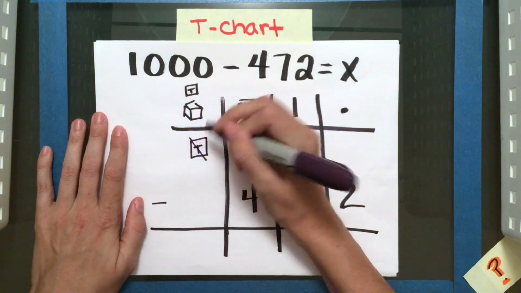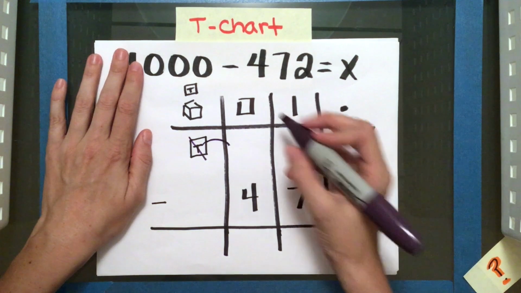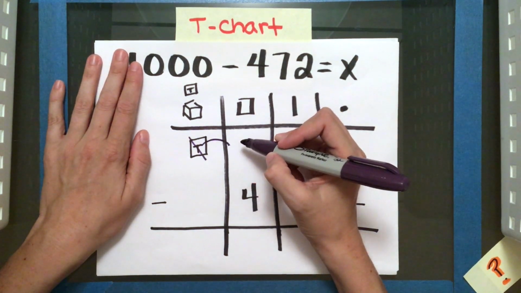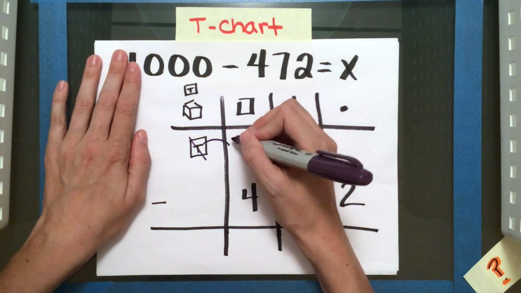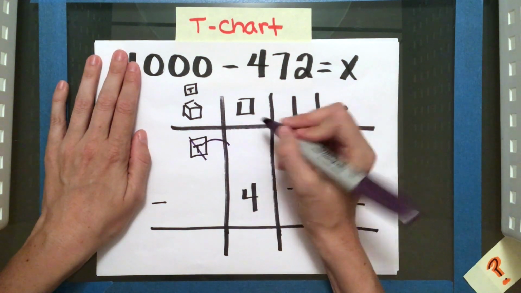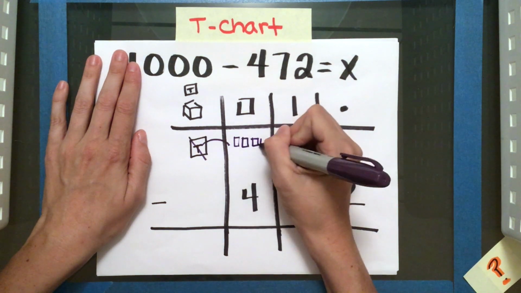I'm going to break apart the thousands, and I'm going to put this over into the 100s column. Now, 10 hundreds is the same as 1,000. So if I break apart a thousands block, that's going to be 10 hundreds blocks.